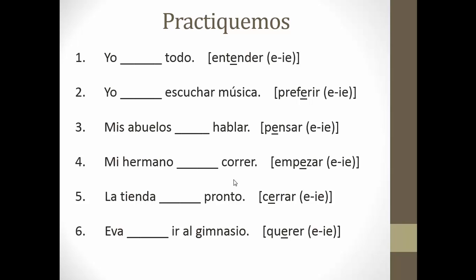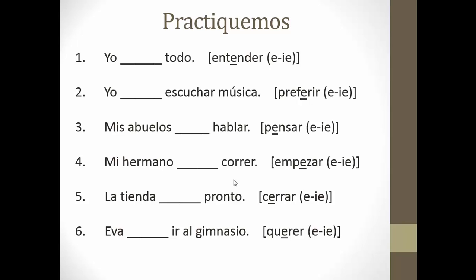Okay, here's some practice activities. Practiquemos número uno. Remember for the first one we need to stem change the E that I have underlined, and we need to conjugate and change the ending to match the yo. So I understand everything should be yo entiendo todo. Número dos, we want to stem change and we want to conjugate and make sure the ending matches the yo form. So I prefer to listen to music would be yo prefiero escuchar música.